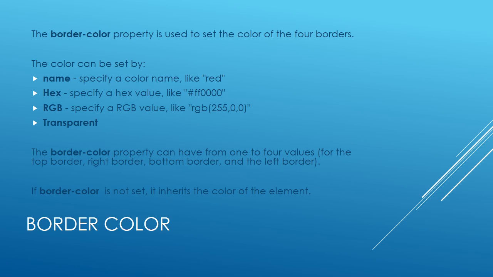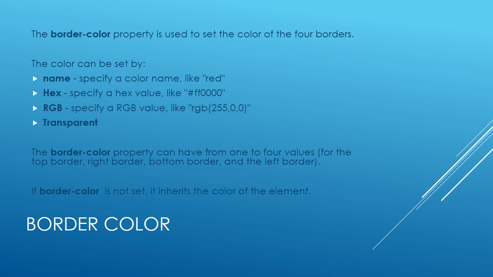The border-color property is used to set the color of the 4 borders. The color can be set by name. Specify a color name, like red. Hex. Specify a hex value, like #FF0000. RGB. Specify an RGB value, like rgb(255,0,0). Transparent.